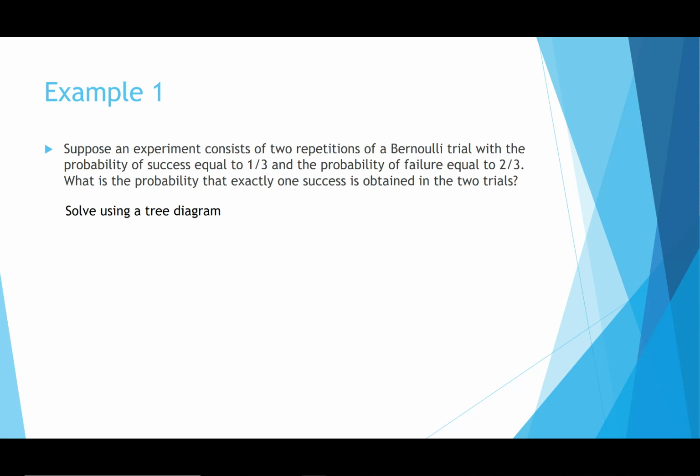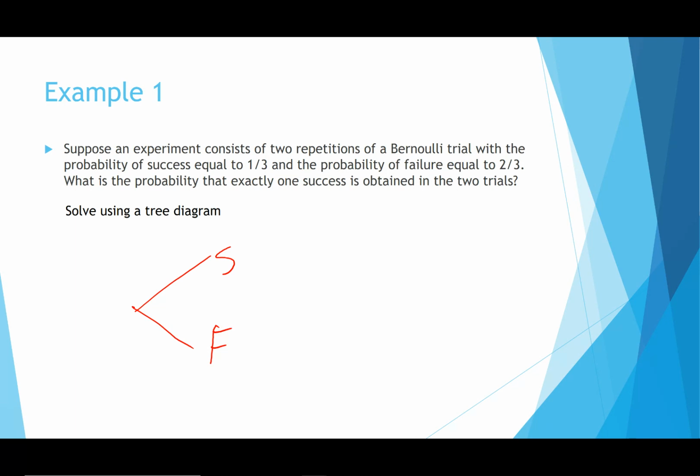Suppose an experiment consists of 2 repetitions of a Bernoulli trial with the probability of success equal to 1/3 and the probability of failure equal to 2/3. What is the probability that exactly one success is obtained in the 2 trials? We're going to start slow and use a tree diagram here to slowly introduce ourselves to Bernoulli trials. So my first event, or my first trial, is either a success or a failure.